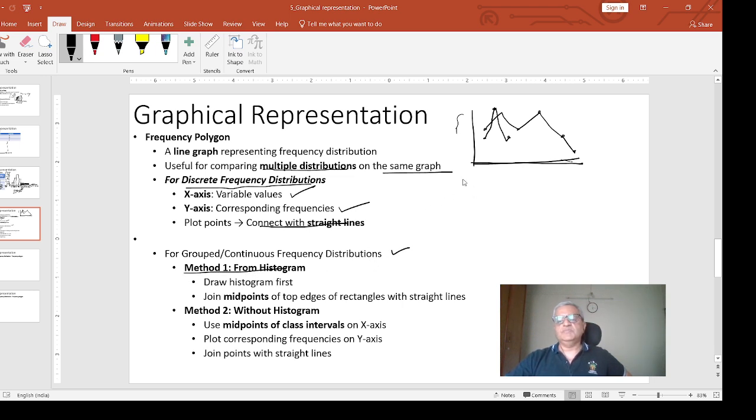For grouped or continuous frequency distributions, you have two methods to draw. Method 1 is through histogram. We already saw histogram. So you can draw histograms, right? And then what you have to do is you take the midpoint of your rectangle and connect those midpoints, right? So that becomes your polygon. So this is how you will connect the midpoints of your rectangles. Okay, so first draw the histogram and connect these points. And without histogram, use the midpoints of the class intervals. So whatever your class interval is, use that midpoint and directly depict the point. Okay, and then join the dots.